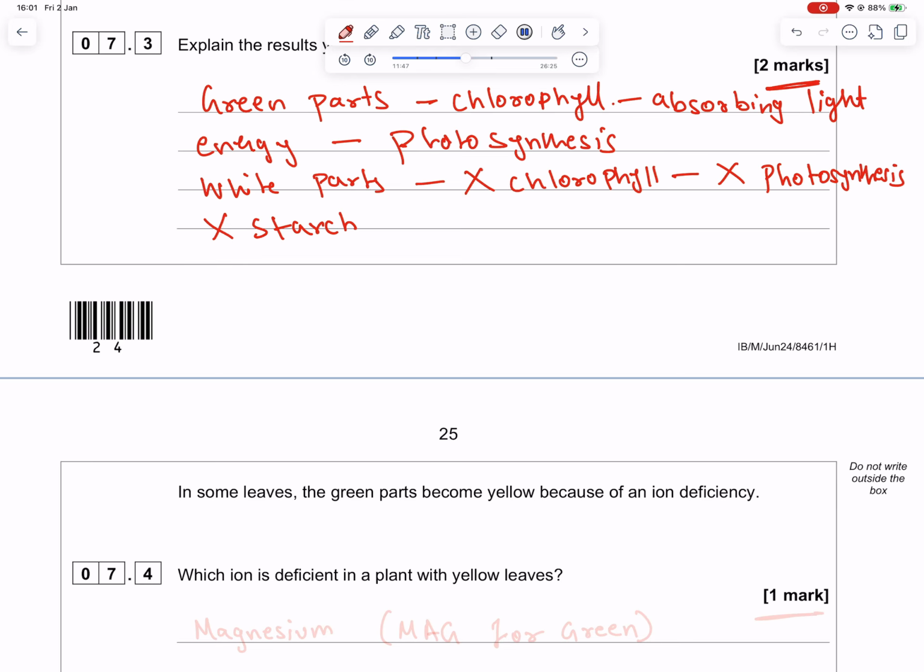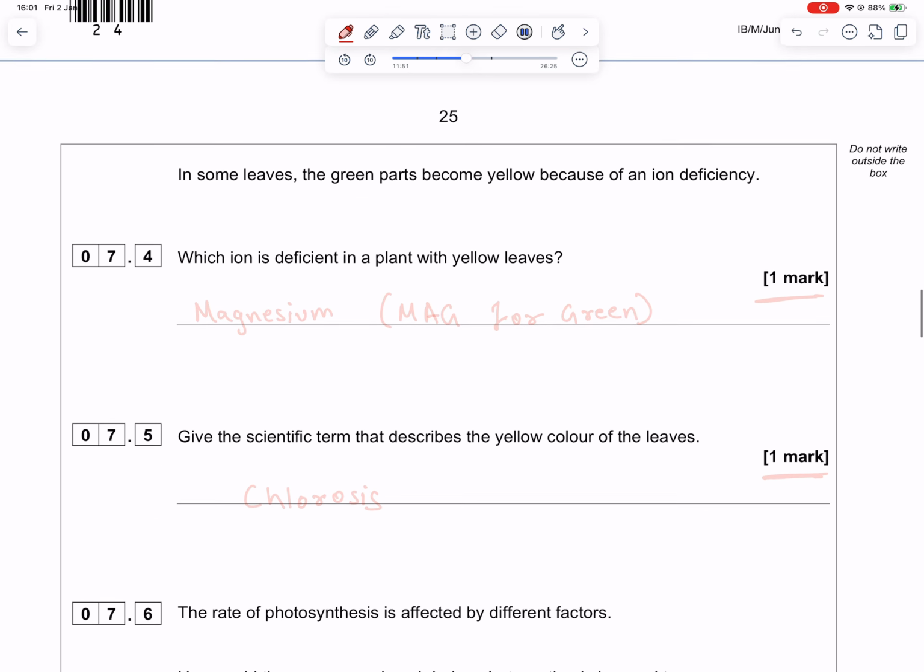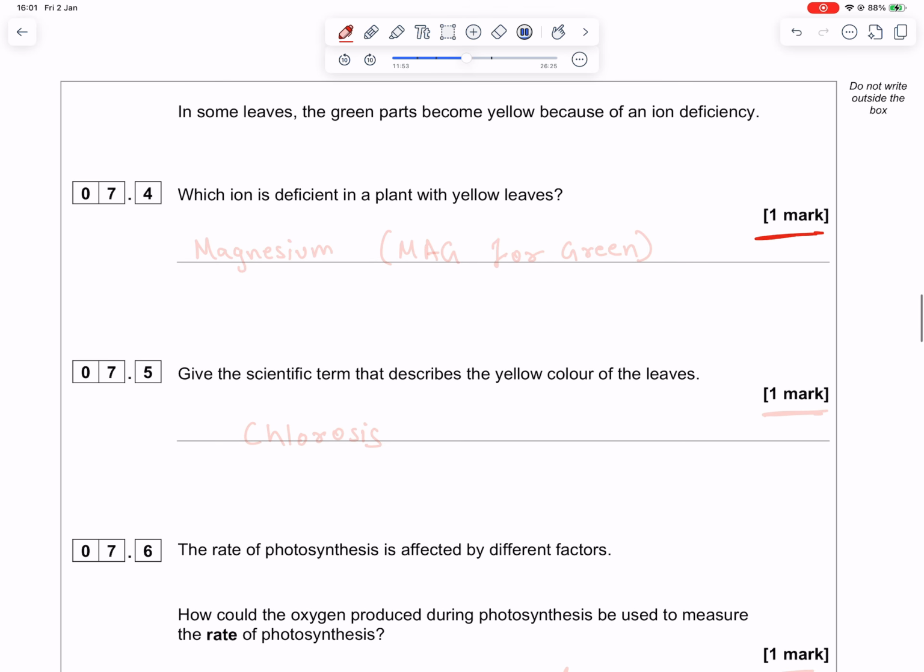Well done. Now moving on to the next question, 7.4. Again, it's a 1 marker. We are expected to write 1 word or 1 sentence. Let's read the question. In some leaves, the green parts become yellow because of an ion deficiency. Which ion is deficient in a plant with yellow leaves?